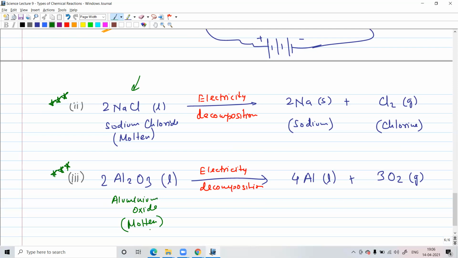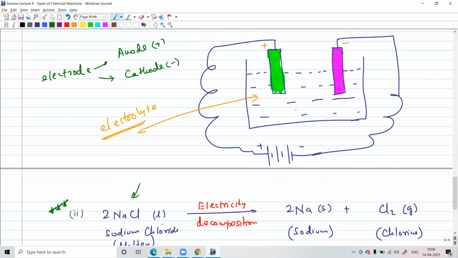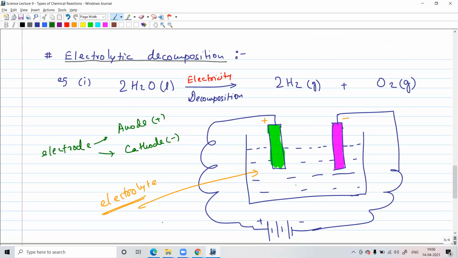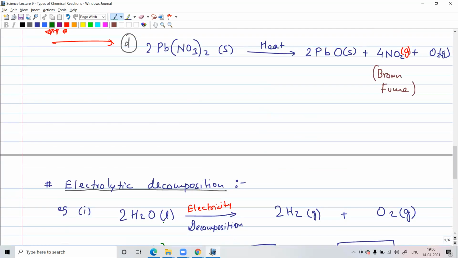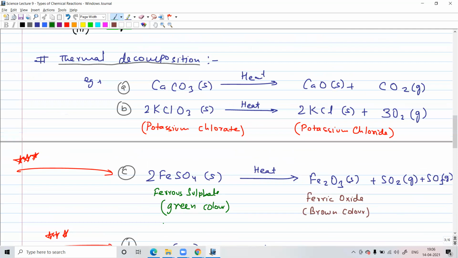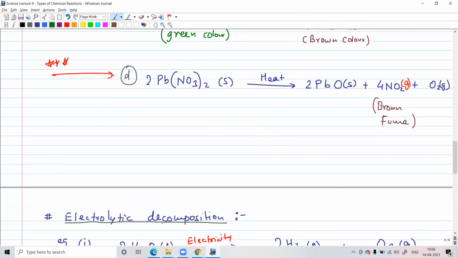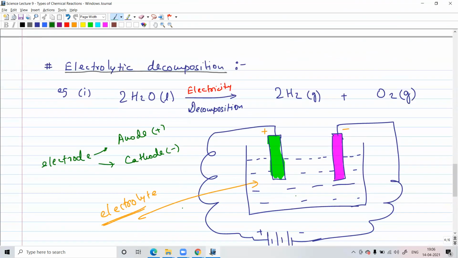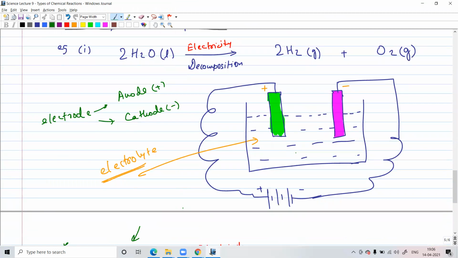Okay, so I will stop here. If anyone has any questions, you can ask me quickly. Otherwise, that's it for today. We have seen two types of decomposition, thermal and electrolytic decomposition. I'll give you a couple of examples of photolytic decomposition also in the next class. We'll be done with decomposition, and we'll continue with displacement reactions after that.